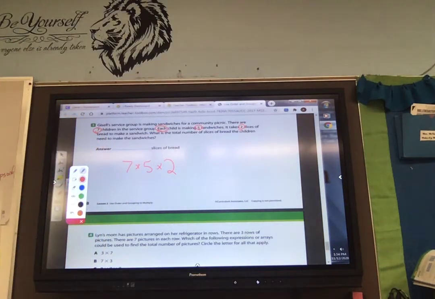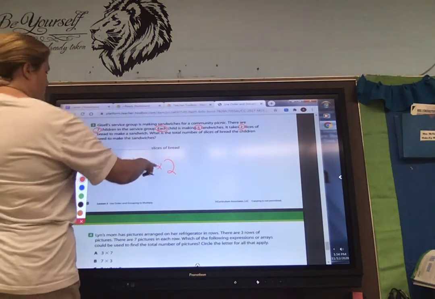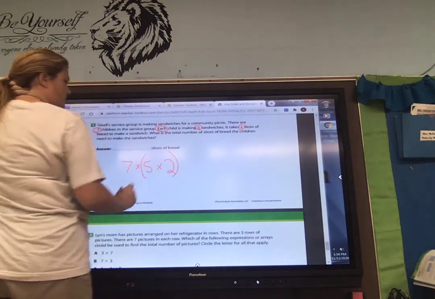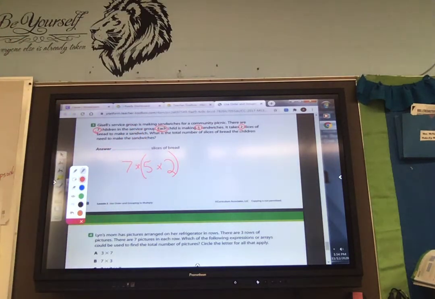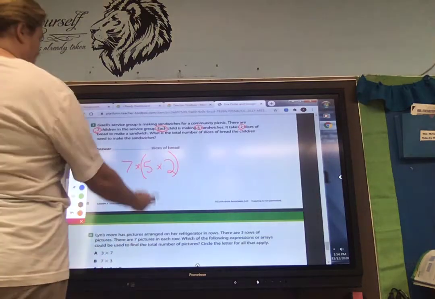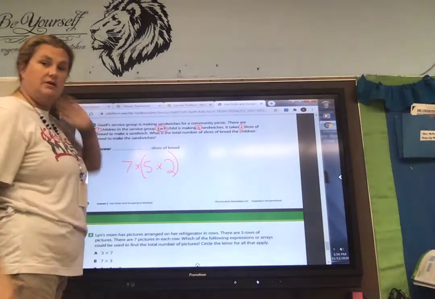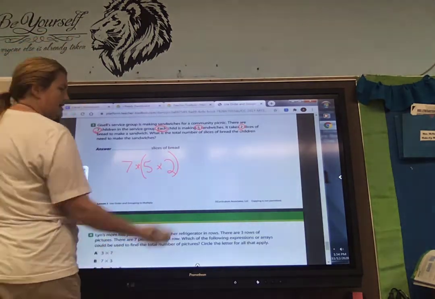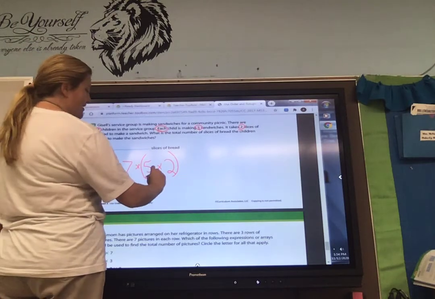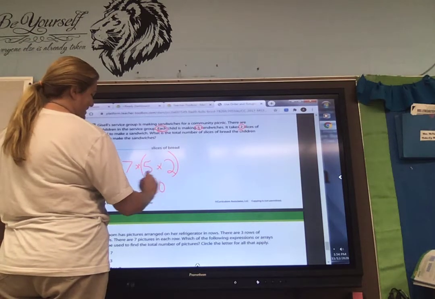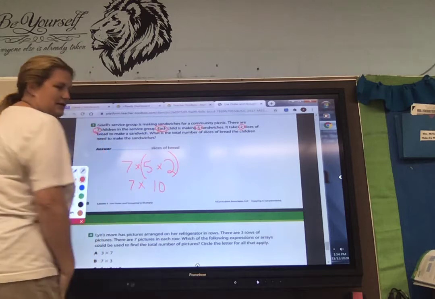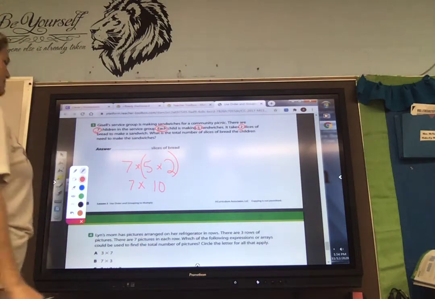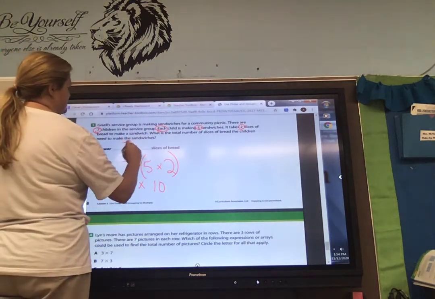I'm okay with how this is grouped. I'll tell you why. Because the two small factors are together. So I'm going to leave my order alone. I'm not going to change my order, but I am going to put 5 and 2 in parentheses because I want to do that first. You may know why. They're the small factors. And 5 times 2 is what? 10. And boy, 10s are easy to multiply, aren't they? And what's 7 times 10? 70.